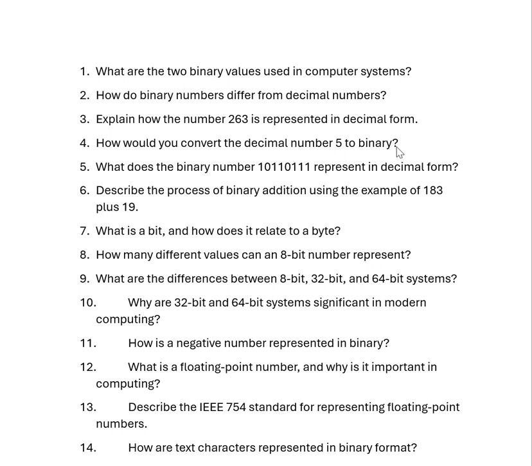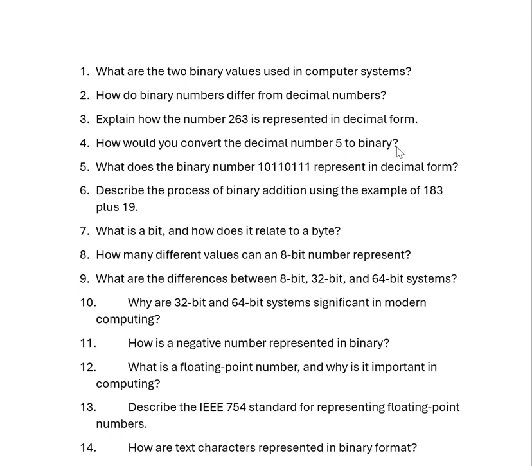Computer systems use only two binary values, 0 and 1. These digits represent the fundamental on-off states of digital circuits. How do binary numbers differ from decimal numbers? Binary numbers are based on the number 2 and use only digits 0 and 1. In contrast, decimal numbers are based on the number 10 and use digits from 0 to 9.